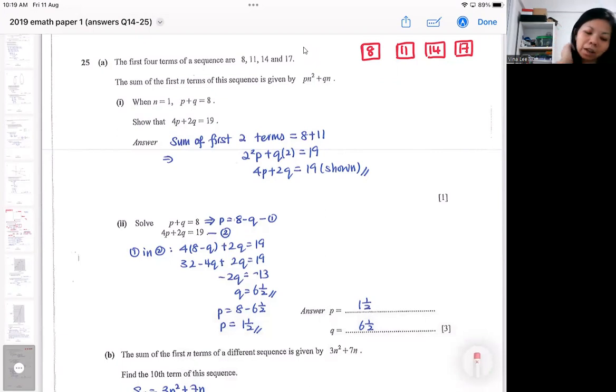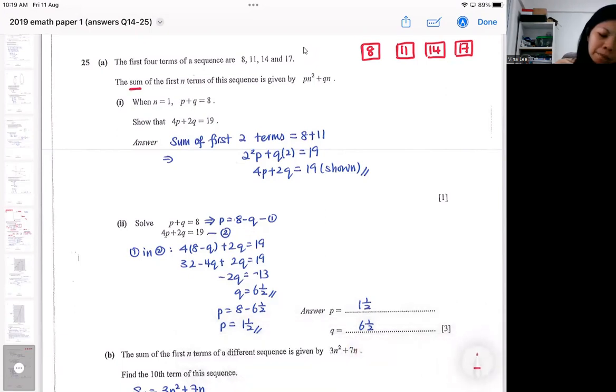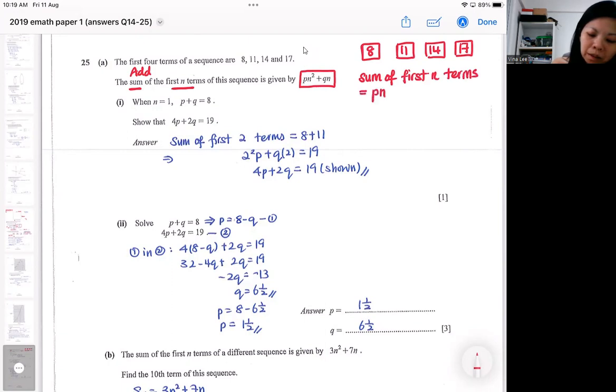Okay, look carefully. In this question, they gave you the sum of the first n terms. That means if you add up the first n terms, it will be provided by this formula. So, the sum of the first n terms. A lot of people will misunderstand this as the n term, but it's different from the n term.